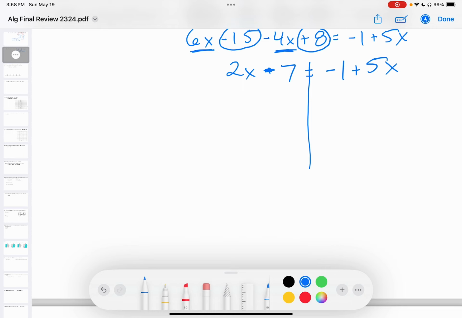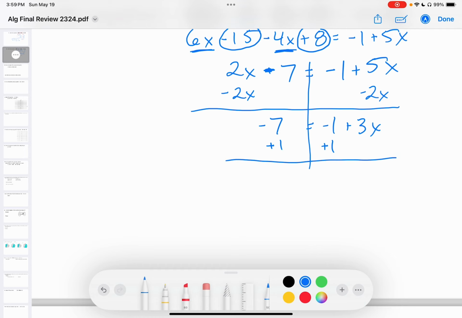For x, I always like to keep the x's positive, so I'm going to subtract 2x from the left side, and then in turn subtract 2x from the right side, so I've got negative 7 equals negative 1 plus 3x. I've got the x on the right side, so I'm going to move my number from the right side to the left side. Negative 7 plus 1 is negative 6. And that's equal to 3x.